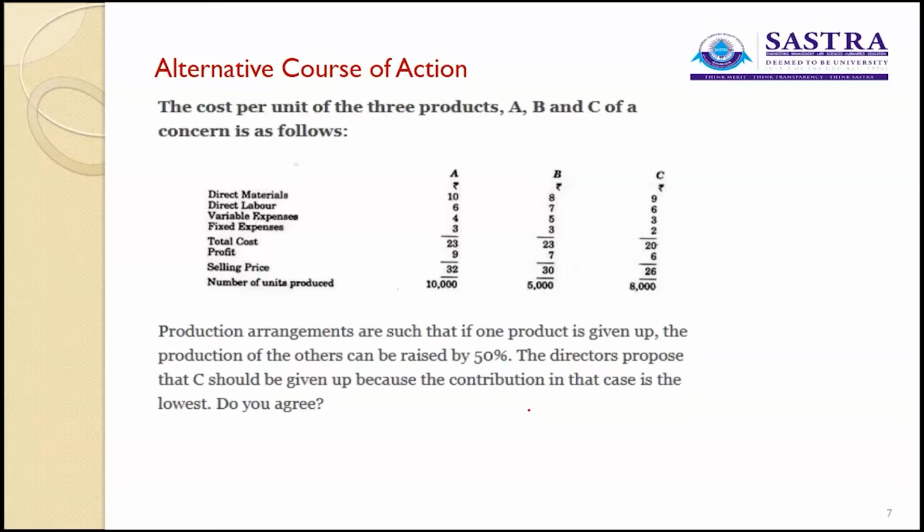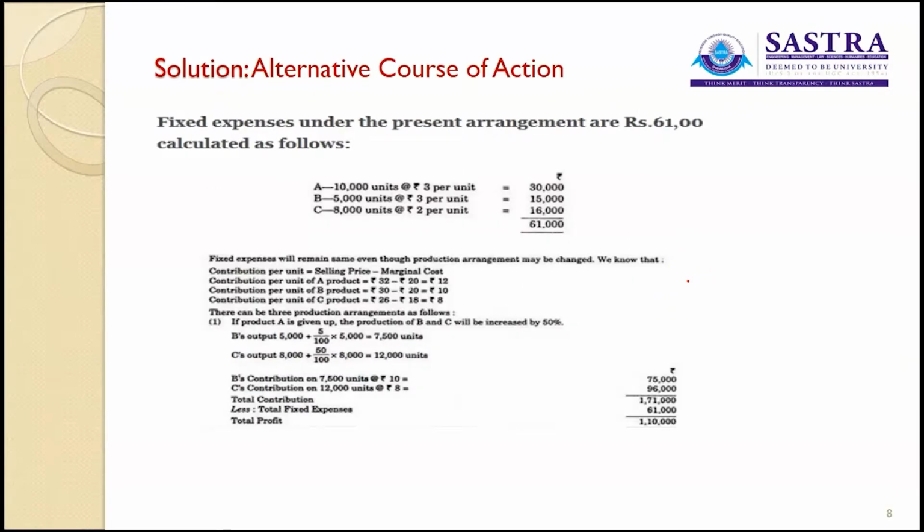The directors proposed that C should be given up, because the contribution in that case is said to be the lowest one. So this contribution of 6 rupees is said to be the lowest one. So the directors are having an idea of dropping the product C. Now we have to decide which product is to be dropped, by comparing the products' contribution.